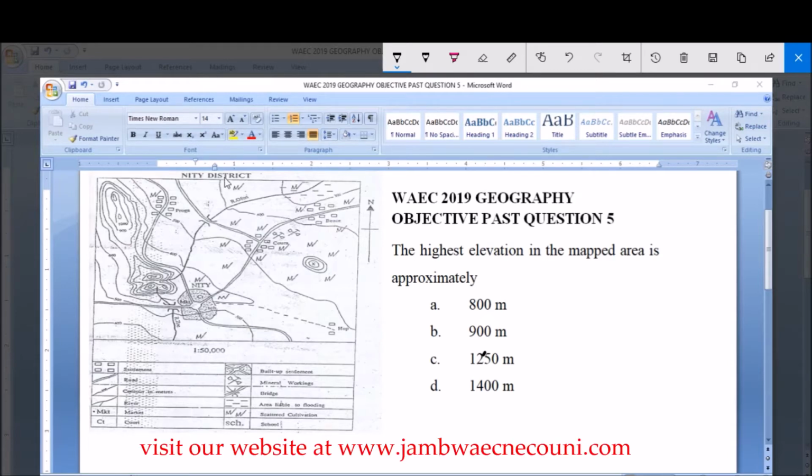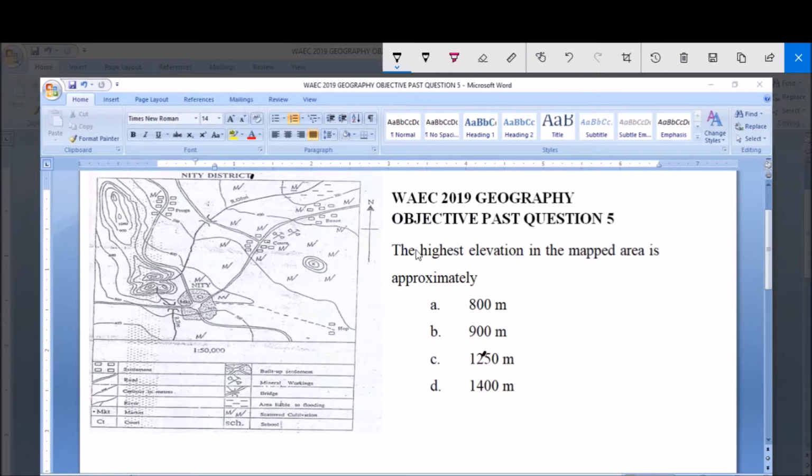So we're still using this map of Niti district and we're being asked for the highest elevation. Now the best way to find the highest elevation is to look at the contour lines given to us here, and you can see the contour lines and the numbers written to them.